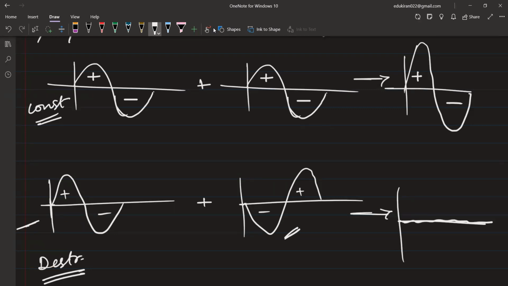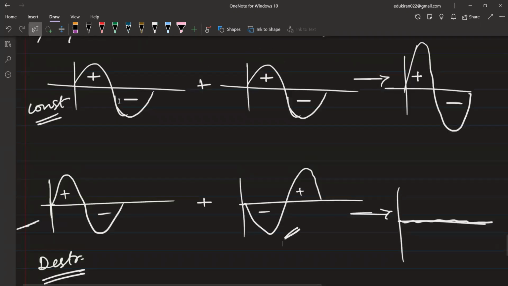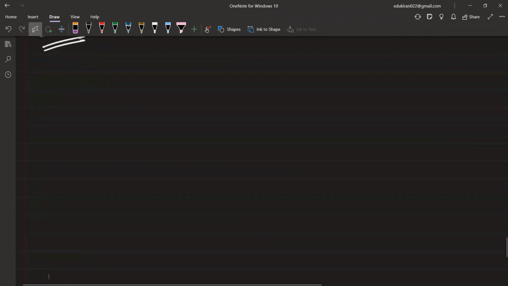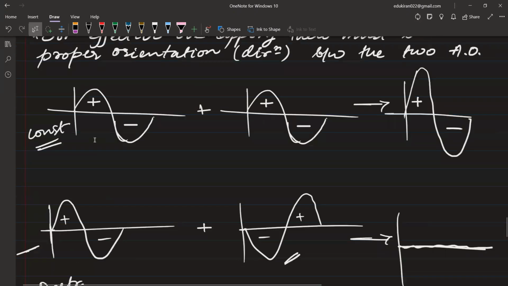Okay. Now, once you have learned this, you should know that all the atomic orbitals are also what? All of these atomic orbitals are also waves, and they have positive and negative signs, and these signs also refer to the phases in a wave.